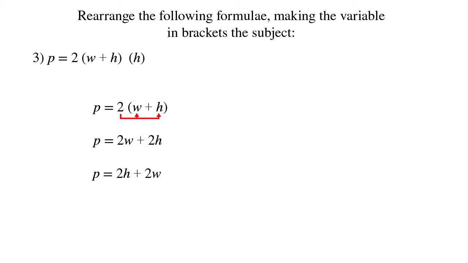We can do this by taking away 2w from both sides. So we're left with just 2h on the right hand side, and we have p minus 2w on the left hand side. We want h on its own. We have 2h, so we need to get rid of the multiplication by 2. We can do this by dividing both sides by 2. That gives us h on the right hand side, and p minus 2w all divided by 2 on the left. Remember, that's all divided by 2, not just the p.